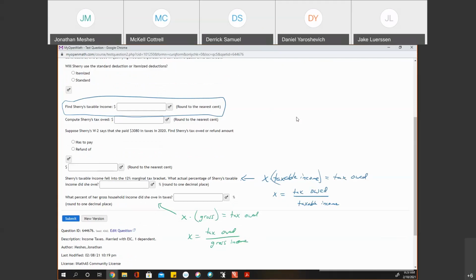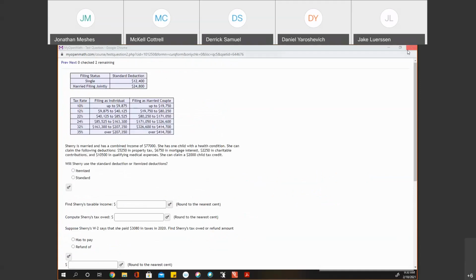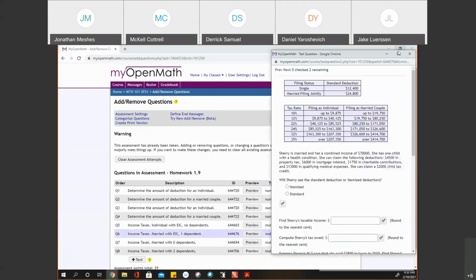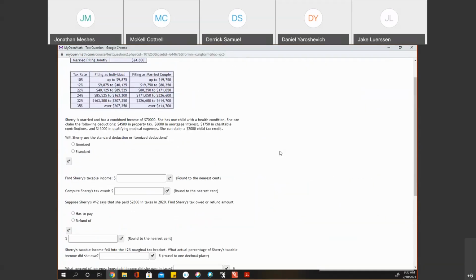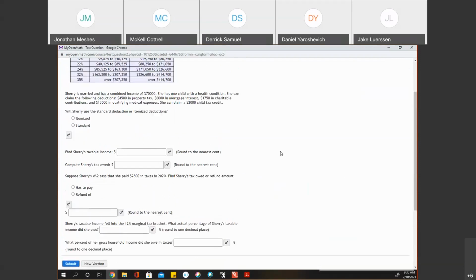Any other questions? Okay, any other homework questions off of either sections 7 or 8? Credit card, sales tax. Yeah, question 6 real quick. Oh, okay, yeah, that's the one we're looking at here. All right. Sherry's married and has a combined income of $70,000, so that's the gross income.